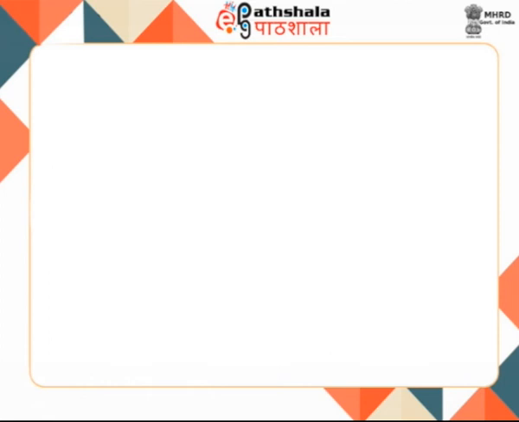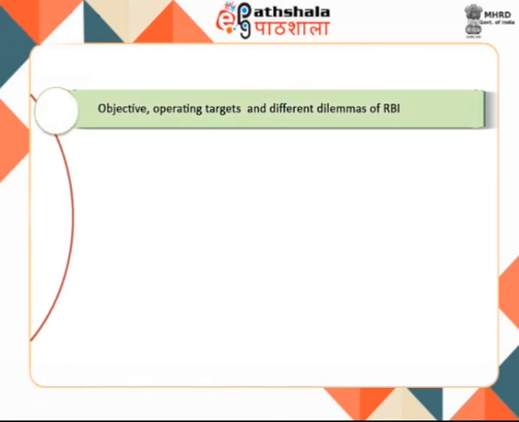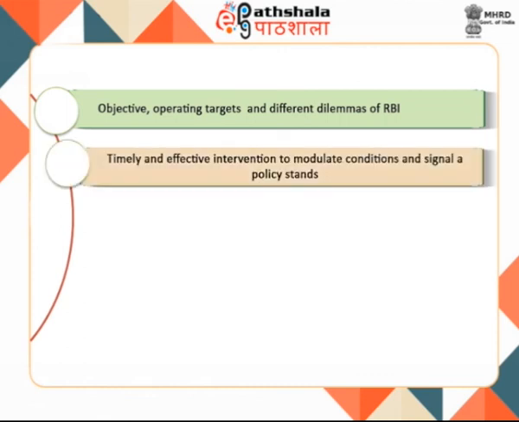In this module, we have learnt about the objective, operating targets, and different dilemmas of the RBI. Looking at the monetary policy in the second half of 1990s and after indicates the continuation of the prospective approach adopted in early 1990s. The RBI has become an active player in the market through timely and effective intervention to modulate conditions and signal a policy stand.